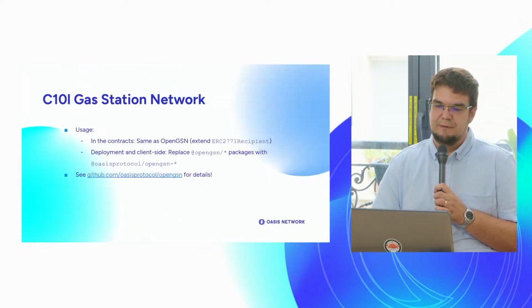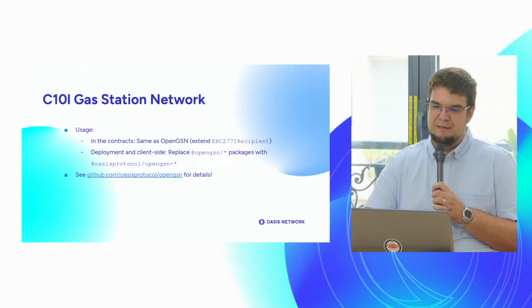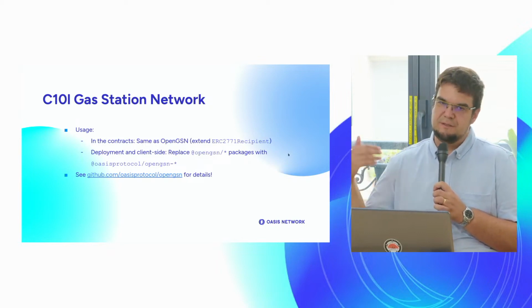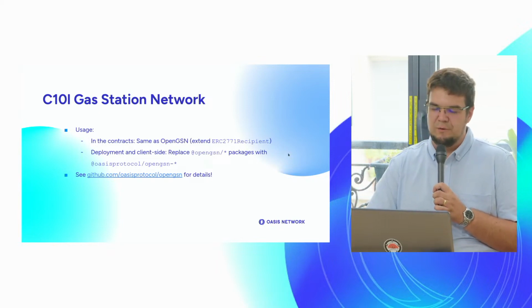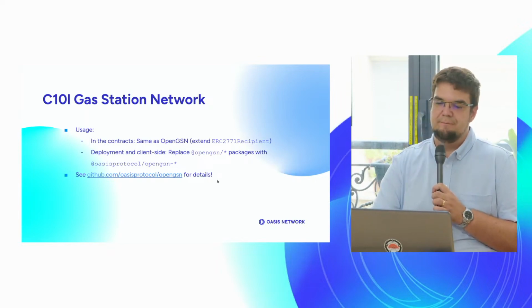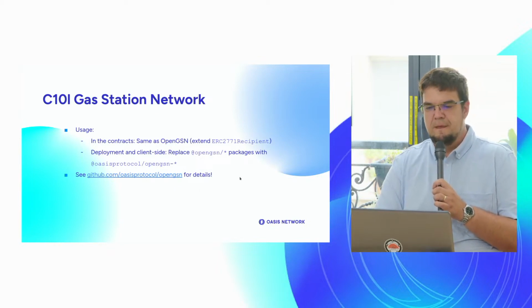Yeah. It's slightly complicated though, so you need to extend, as with any other GSN solution, this ERC-2771 recipient contract, and you need to set the trusted forwarder and so on. But from the developer's point of view, the only thing you need to do is, instead of importing the @OpenGSN packages, you use the @Oasis Protocol /OpenGSN packages. Yeah, and you can check this out for details, documentation and examples.